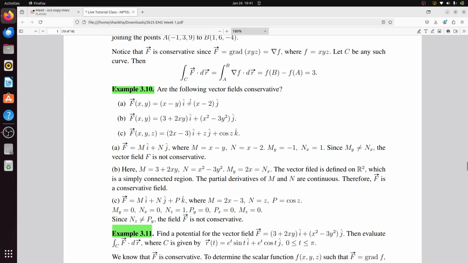Yes. So this is f(x,y) equal to (x minus y) i cap, (x minus 2) j cap. How can you say that it is conservative or not? You just determine del M del y and del N del x for two dimensional. So your del M del y will be -1, del N del x will be 1, so it is not conservative. Now find for b: del M del y you will get 2x, del N del x you will get 2x, and also M and N and partial derivatives are continuous, so that means it is a conservative vector field.